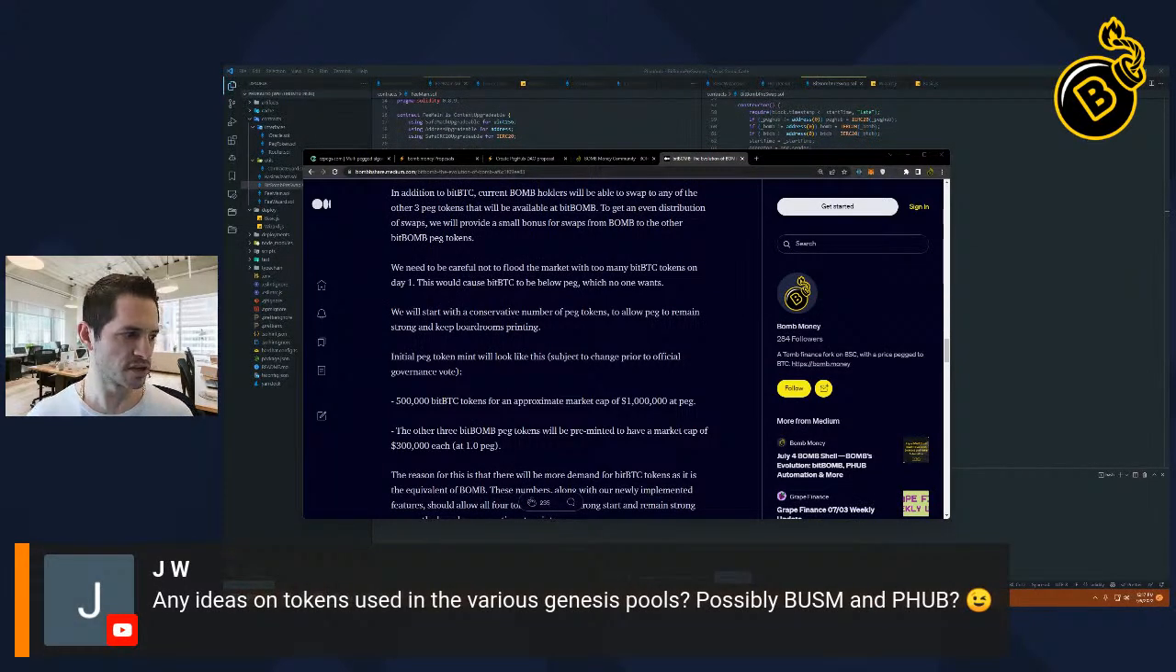Any ideas on tokens used in the various Genesis pools? I haven't put that much thought into it yet, but we'll choose something that's advantageous for both the user base and the protocol. Generally in the past, you want to get new investors that aren't already familiar with the protocol. So that's why you go with generic assets and things of that nature, but we'll see.